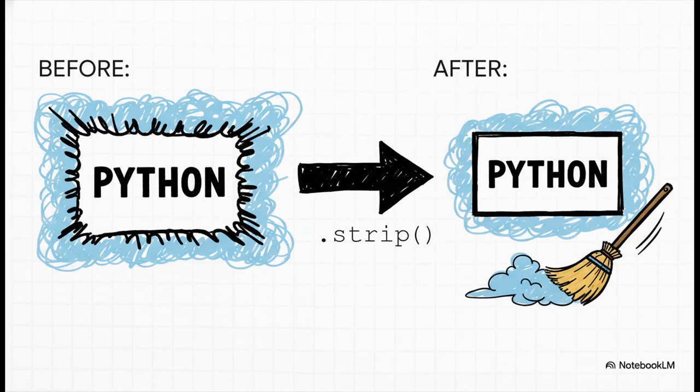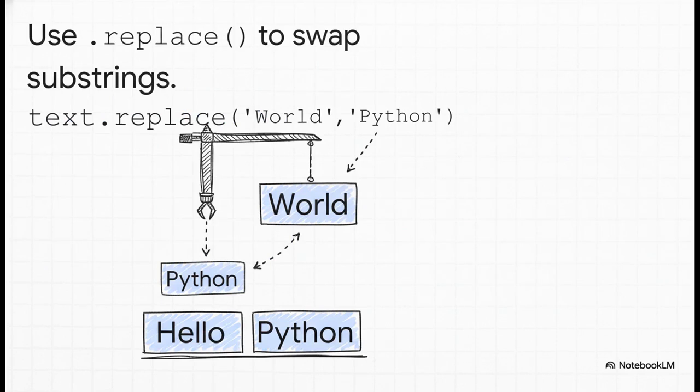Next, we've got .strip. This one is your absolute best friend. I'm not kidding. Especially when you're working with user input or reading lines from a file. It just gets rid of all that annoying invisible white space from the beginning and end of your string. The replace method does, well, exactly what it sounds like. It scans through the string, finds every instance of a substring, and swaps it out for something else. It's super useful for quick data cleaning and substitutions.